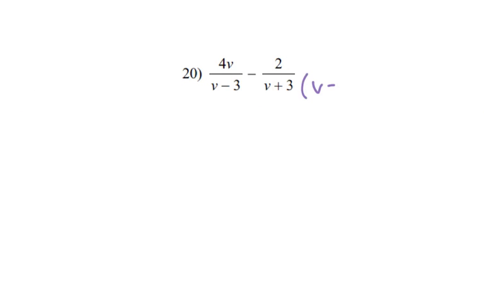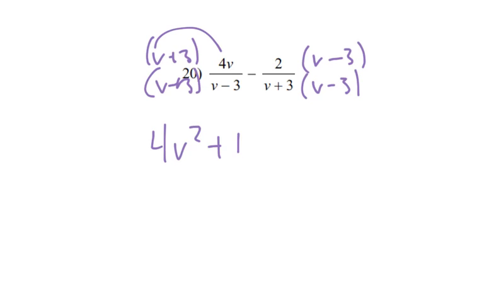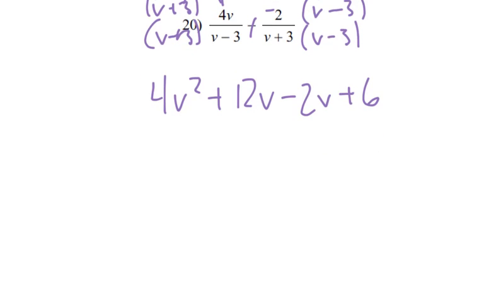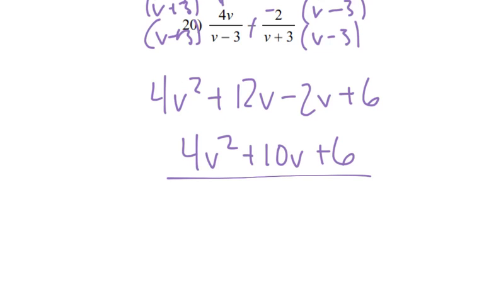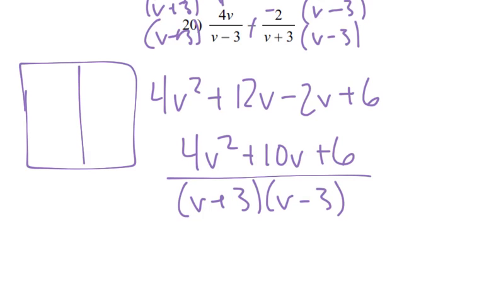Same process. Do v minus 3, do v plus 3. So we end up with 4v squared plus 12v. Then think of that as a negative 2. So minus 2v plus 6, which we simplify to become 4v squared plus 10v plus 6 over v plus 3 times v minus 3. So the first thing we want to do is try to factor that to see if it can factor and to see if we get v plus 3 or v minus 3. Because if we get that, then we are doing awesome.